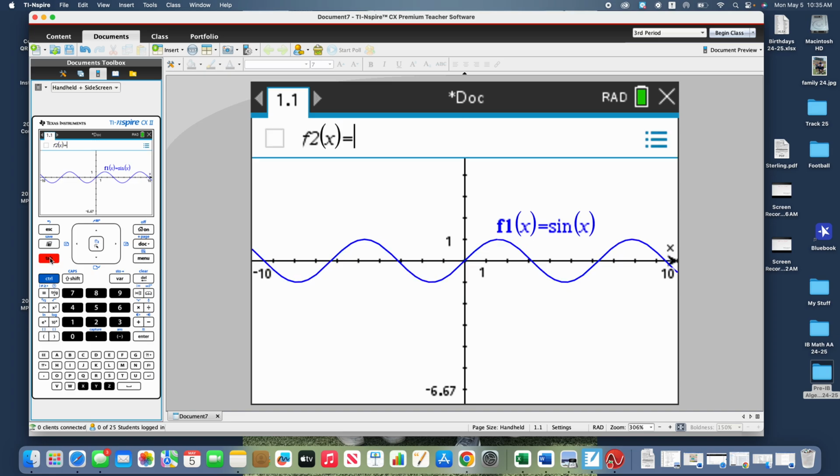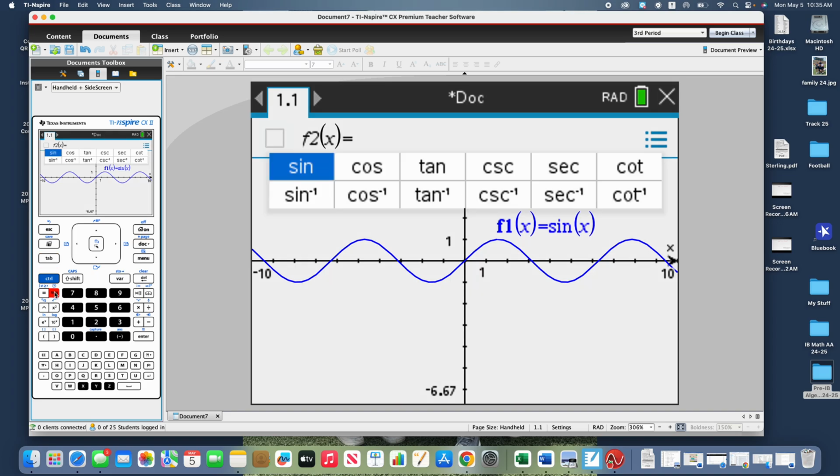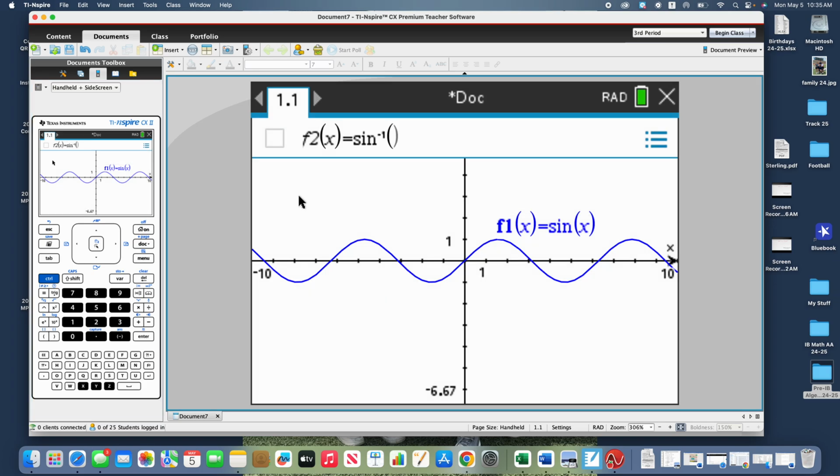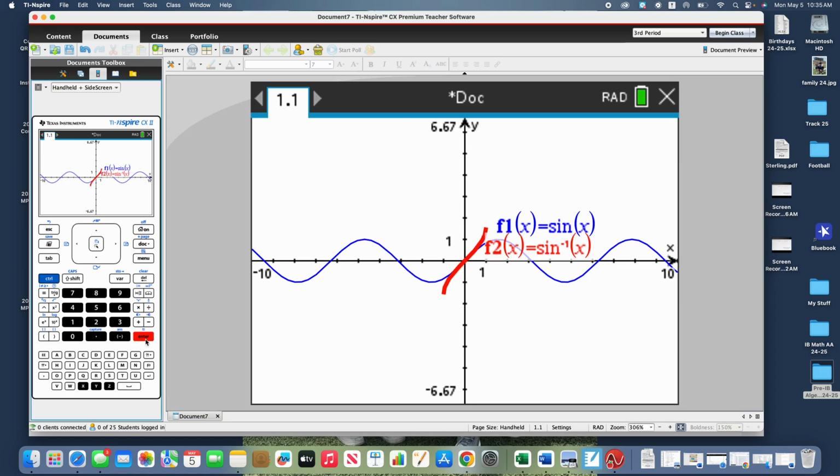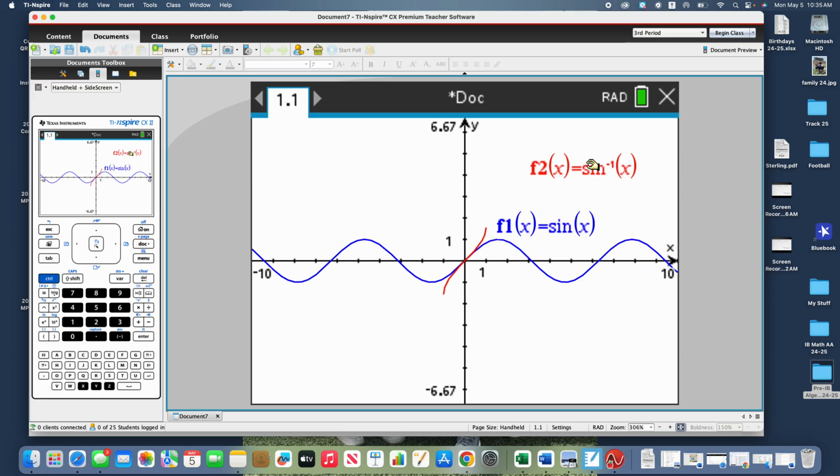And the way that I'm going to graph the arc sine or the inverse sine graph is I'm going to go back to trig. And if you notice, all these bottom ones are all the inverses of what we have. So I'm just going to select the inverse sine. I'm going to put an x in there. And I'm going to graph that right there. Okay? And you notice it drew pretty much what we just had. So we have that there. Now, there's one other thing I want you to notice about these two graphs here.